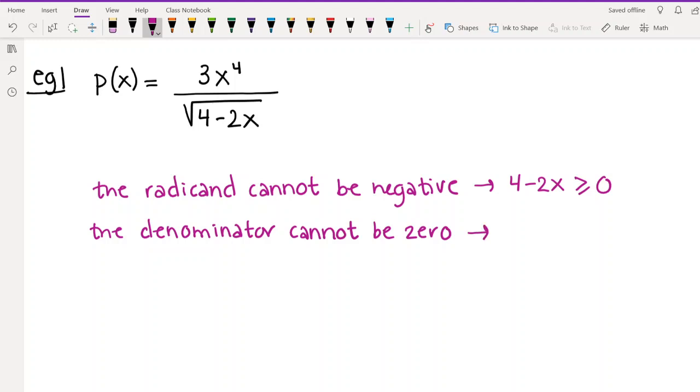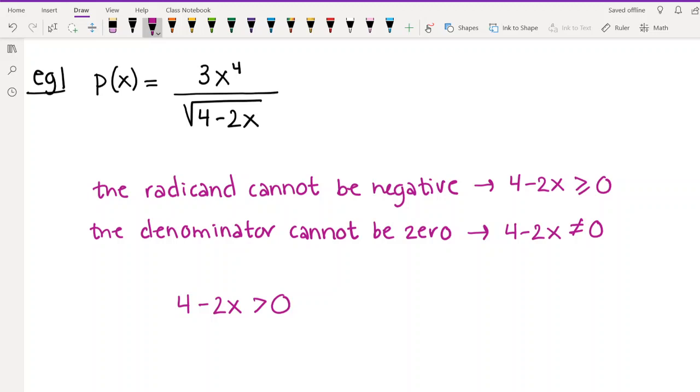And then what would the denominator not being equal to 0 be? Well, if we want the entire denominator to be 0, that would mean that this stuff would be 0, right? Because the square root of 0 is 0. And so that means that 4 minus 2x cannot be 0. So how can we combine those two into one statement? Well, the first one is saying that 4 minus 2x is greater than or equal to 0. The second one is saying that 4 minus 2x is not equal to 0. And so the way we can combine them is just to say that 4 minus 2x has to be greater than 0 without the equal sign.